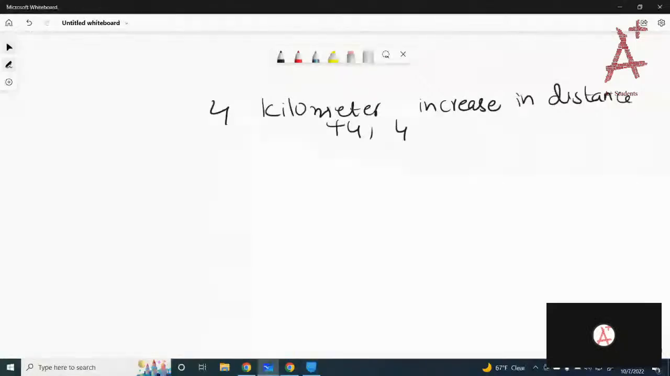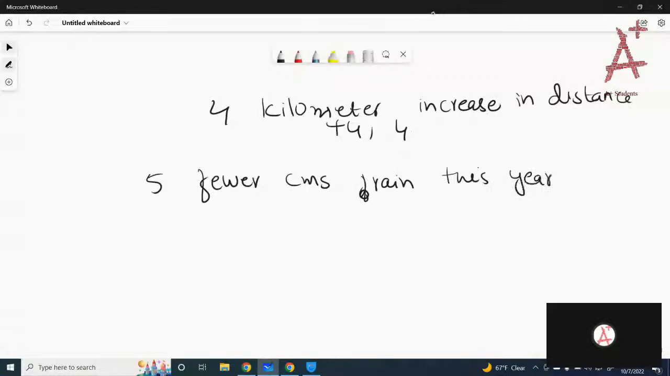Which integer represents the scenario? 5 fewer centimeters of the rain this year. So the word fewer means it's a loss or decrease. Got it? So the loss or decreases are always represented by the negative numbers. It would be -5. Got it?